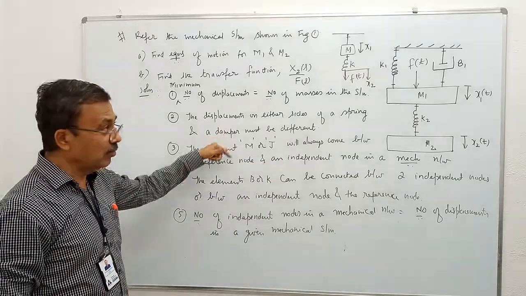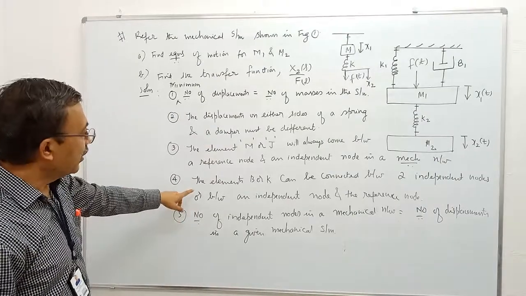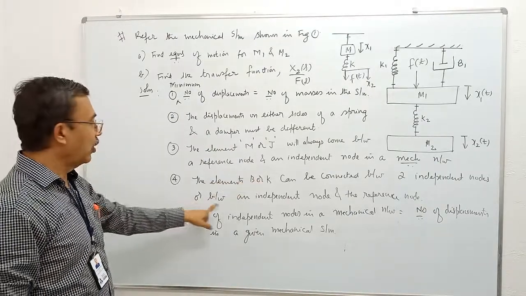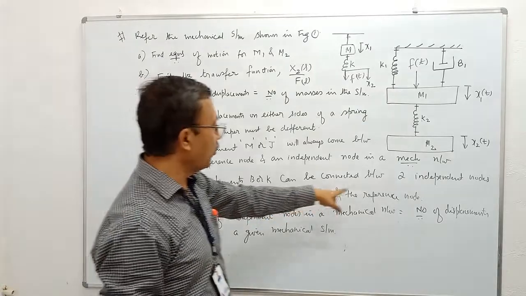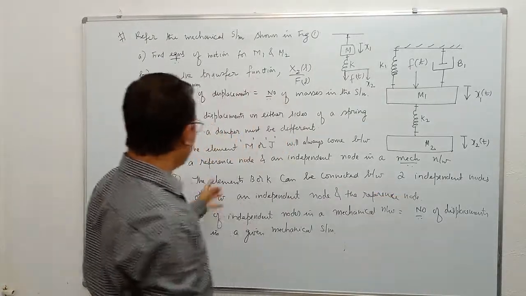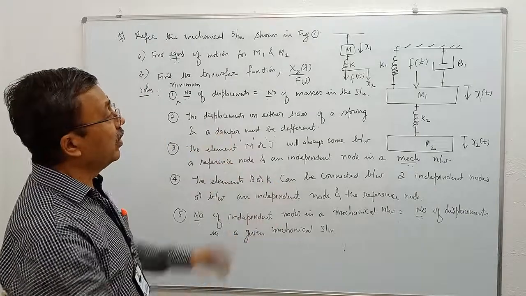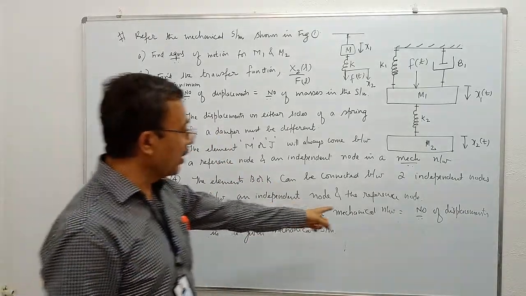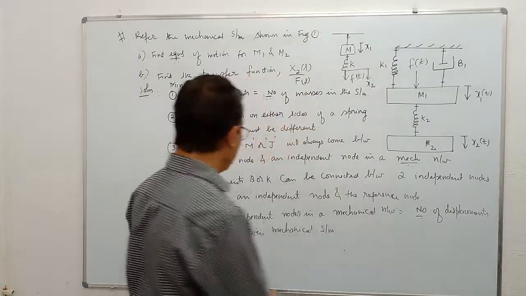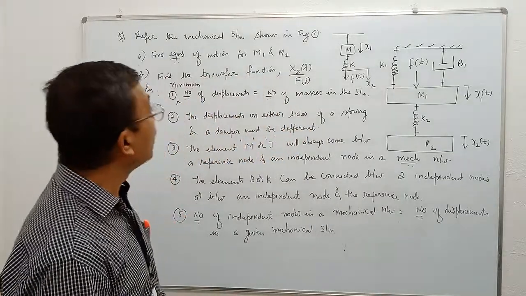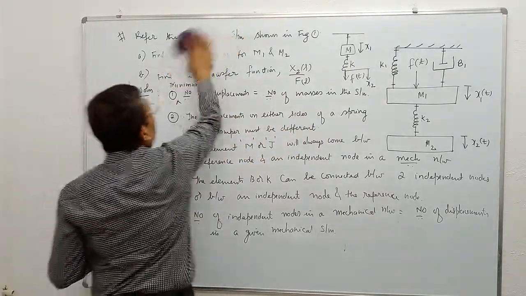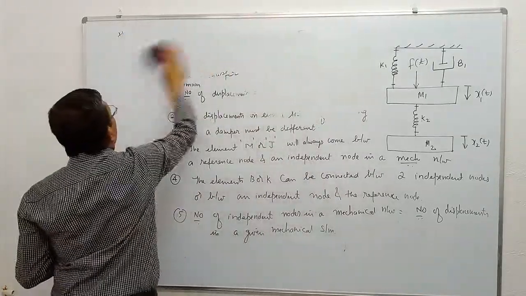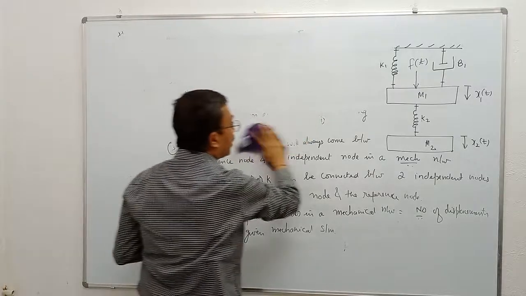This aspect I will tell you when I start the solution. The elements B and K can be connected between two independent nodes or between an independent node and the reference node. That means elements B or K can come anywhere in the mechanical network. Number of independent nodes in a mechanical network equals number of displacements in a given mechanical system. Keeping all these points in mind, let me now draw the mechanical network.